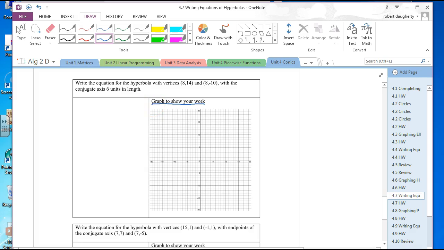Yeah, 8, 14 is going to be 10. So 6, 7, 8, 14, somewhere right there. So that's (8, 14). (8, -10) is going to be right here. So what do I know about this hyperbola at this point? It's vertical. So this thing has to look like this.